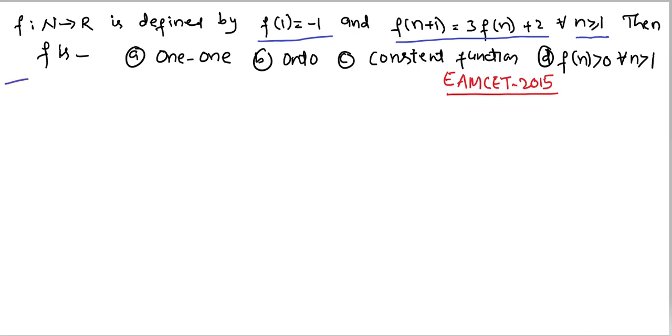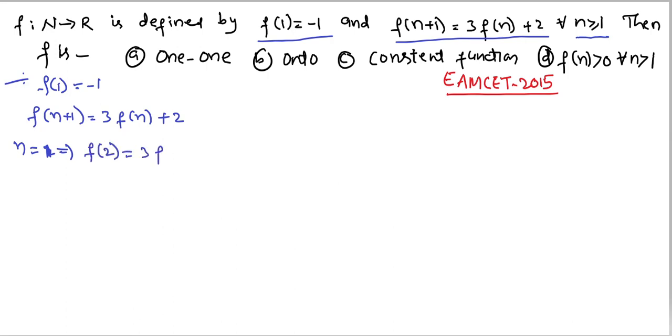Here the value f of 1 is given: f of 1 is equal to minus 1. The given function is f of n plus 1 equal to 3 into f of n plus 2. Put n equal to 1, that is f of 1 plus 1, that is f of 2, equal to 3 into f of 1 plus 2. We know f of 1, so that is 3 into minus 1 plus 2, minus 3 plus 2, equal to minus 1.